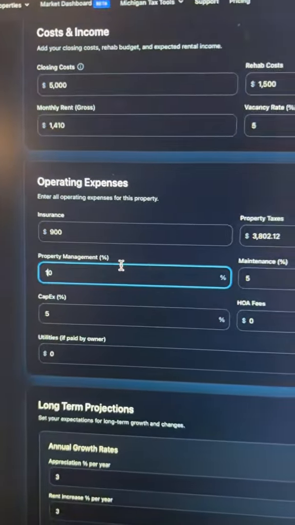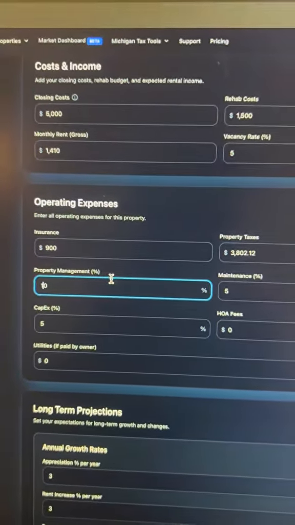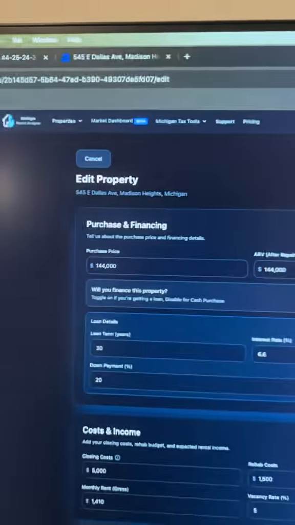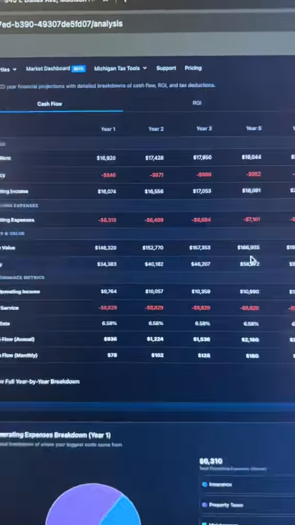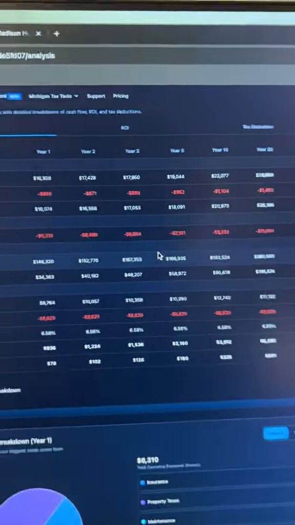So here, if you remember in our operating expenses, we put property management at 10%, but if you're willing and able to self-manage this property, we can run the numbers with self-management, and you can see all the key metrics here start to look a little bit better along with your 30-year metrics.